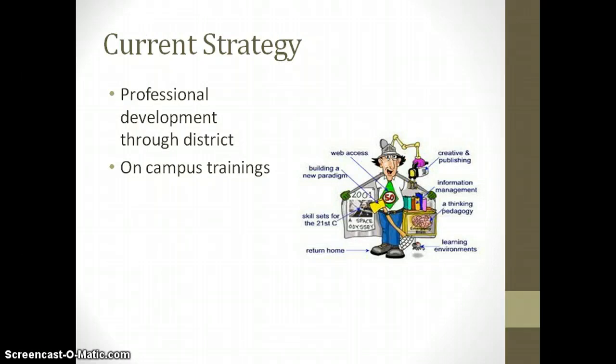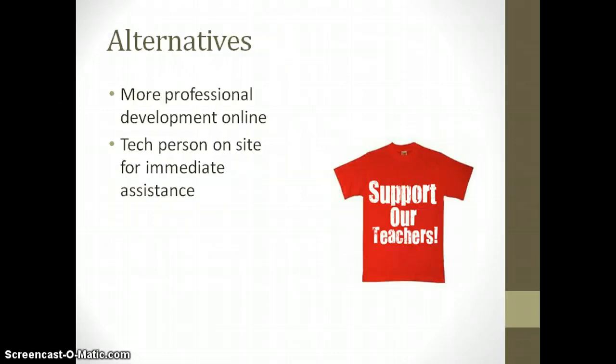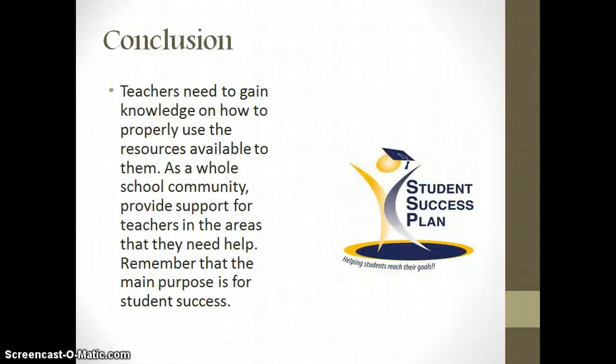The school's current strategy is that they do have professional development available through the district, and they do offer campus trainings as well. But the future strategy would be to offer effective professional development, on-site trainings, and more computer lab time or access to availability. Some of the alternatives would be to offer more professional development online and a tech person on site for immediate assistance.